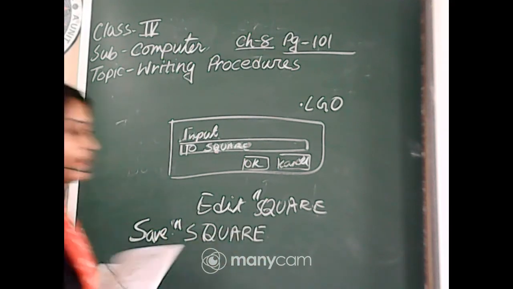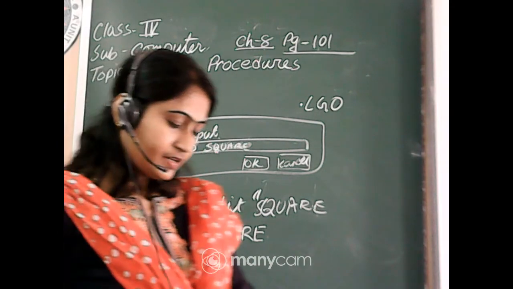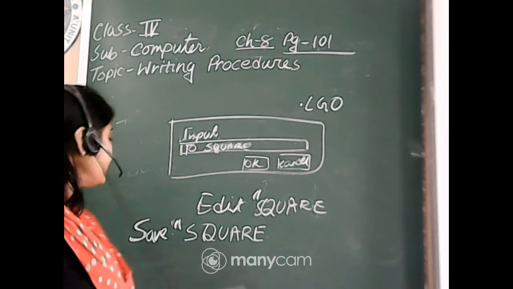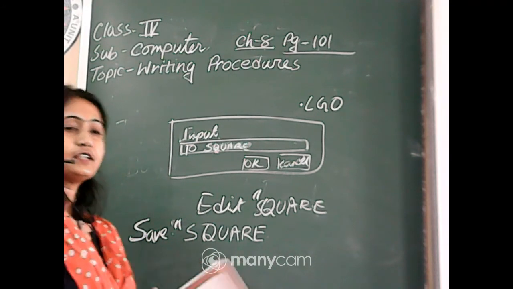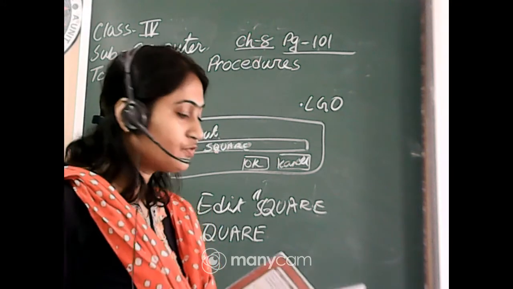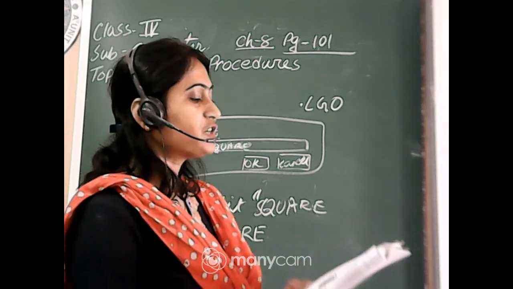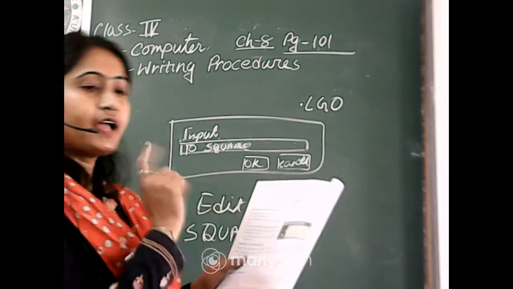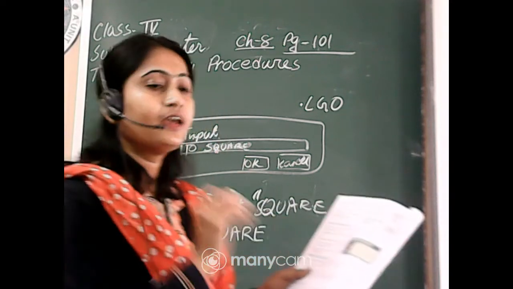Then obviously you have to press the enter key: save, space, double quote, square, and then press the enter key, then your procedure will be saved. And another way, save option from file manager, click on the file tab. Another way, you can save it in a secondary memory.